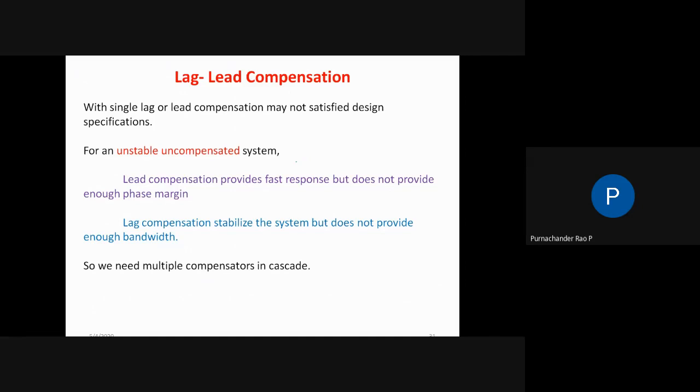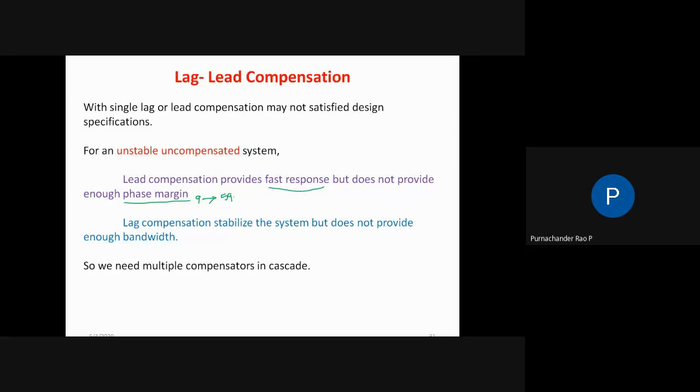Okay, so now the lag lead network. With a single lag or lead compensation, it cannot satisfy the design specifications. So for an unstable, uncompensated system, the lead compensator provides a fast response, but does not provide enough phase margin. Initially we have seen that it is producing only 9 degrees of phase margin. Now we are designing the new system so that it increases to 59. So this is a disadvantage of the system.